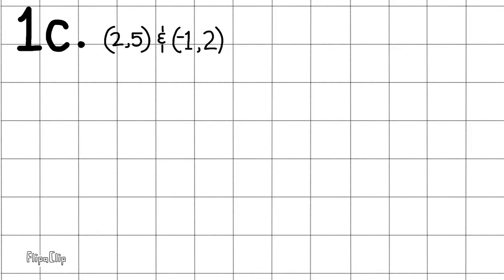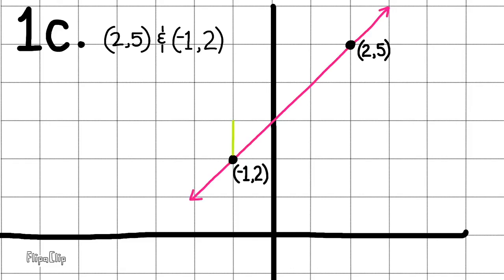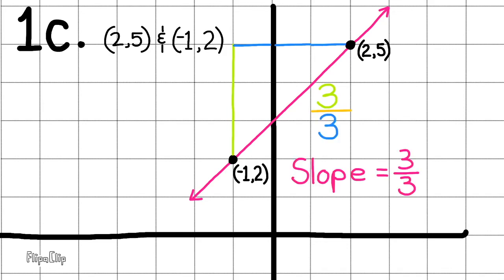Problem number 1C, coordinates (2, 5) and (negative 1, 2). Here's what it looks like on the graph. And you can see to get from one point to the other, we have to rise up 3 units and move to the right 3 units. That's a slope of 3 over 3, or 3 divided by 3, which is 1. This would be a slope of 1.